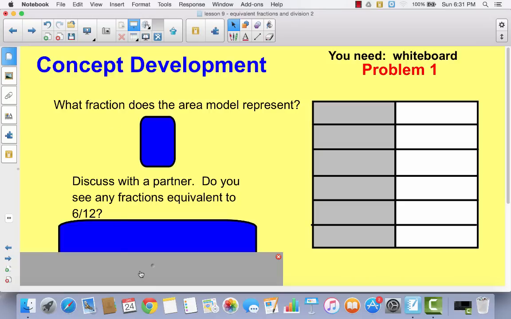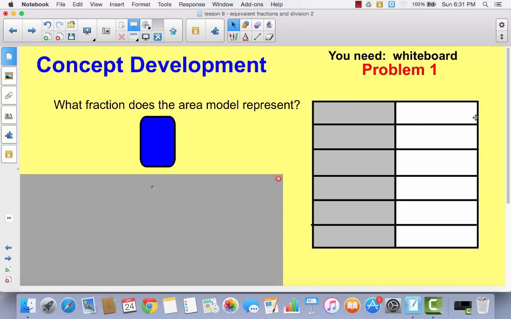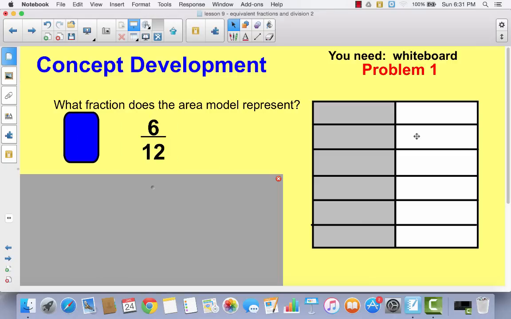The first thing I want you to do in your math journal is draw this area model. I want you to notice that it's been divided into 1, 2, 3, 4, 5, 6 parts. And then you multiply that by 2, so it's actually divided into twelve parts. And I want you to shade part of it, okay? Once you get your area model drawn, I want you to write what fraction the area model represents. Well, hopefully you said it represents 6/12 because we have 6 out of 12.